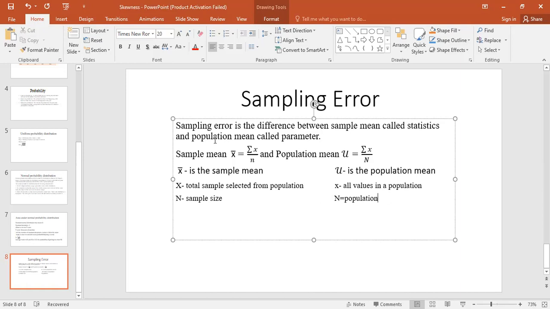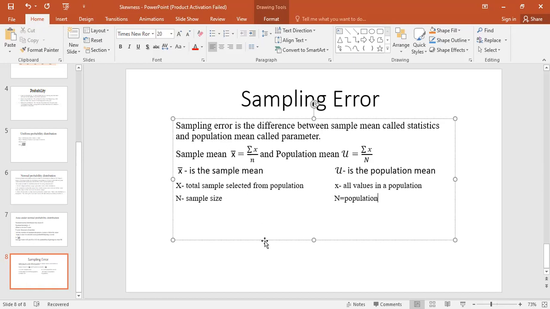The definition says that sampling error is the difference between the sample mean, called a statistic, because we use a sample, and the population mean, called a parameter. That means we can say sampling error is the difference between the population mean and the sample mean. So here is a formula to calculate the sample mean and the population mean, and the difference will be our sampling error.